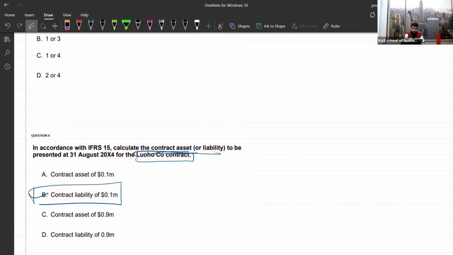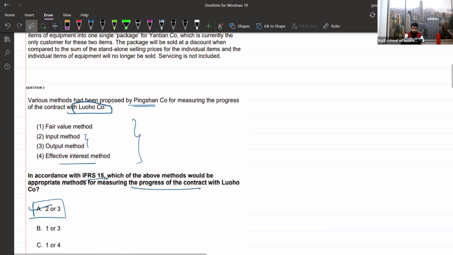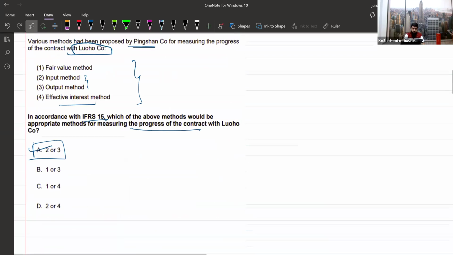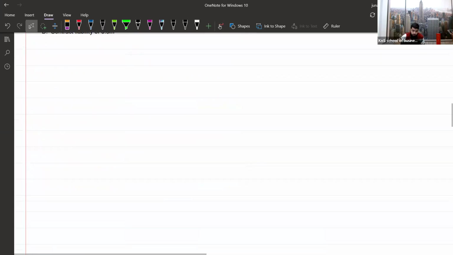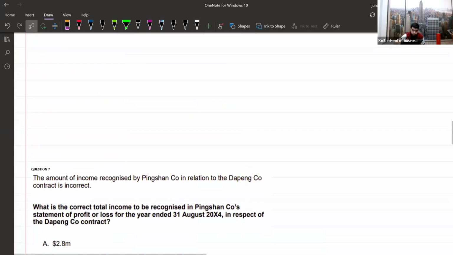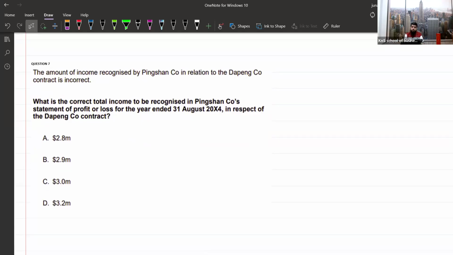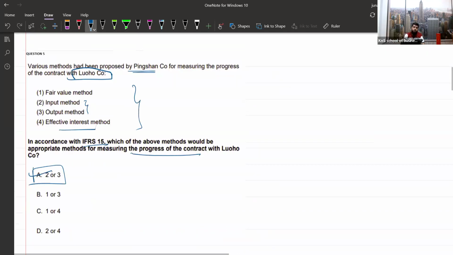Now let's move on to the next question, question number 7. The amount recognized by Pension relating to the Depping company contract is incorrect. What is the correct total income to be recognized in Pension company's profit and loss account in respect of the Depping company contract? It means now we have to move on towards the Depping company.